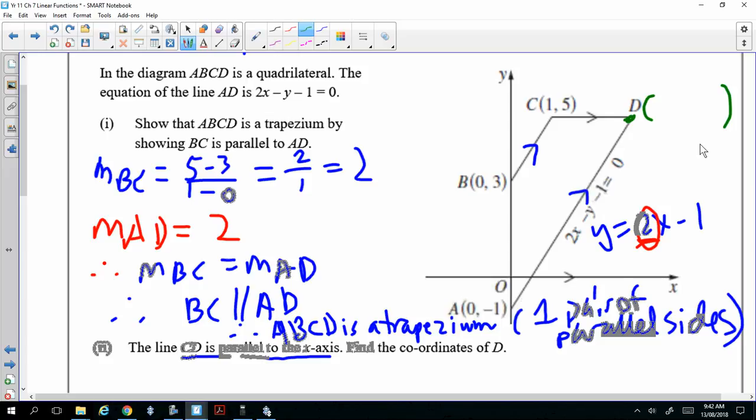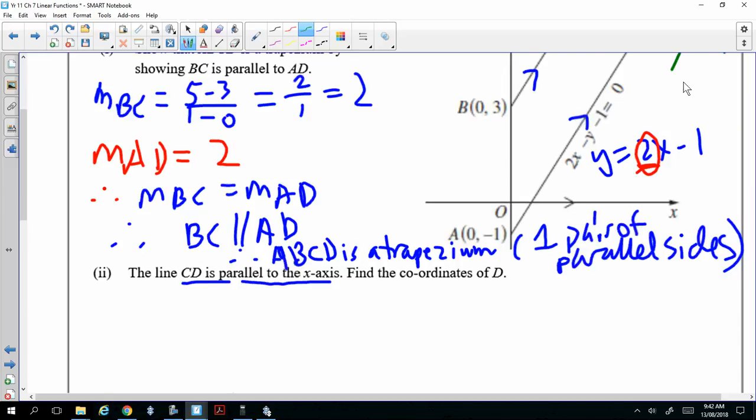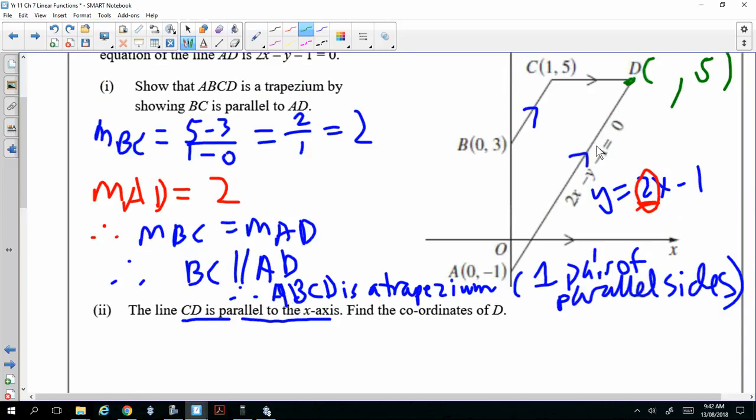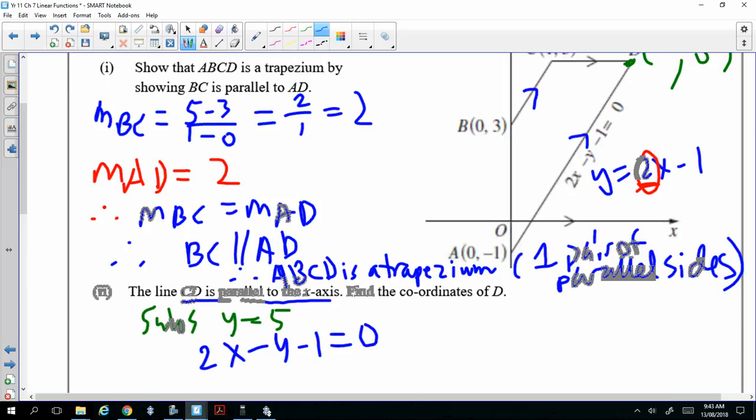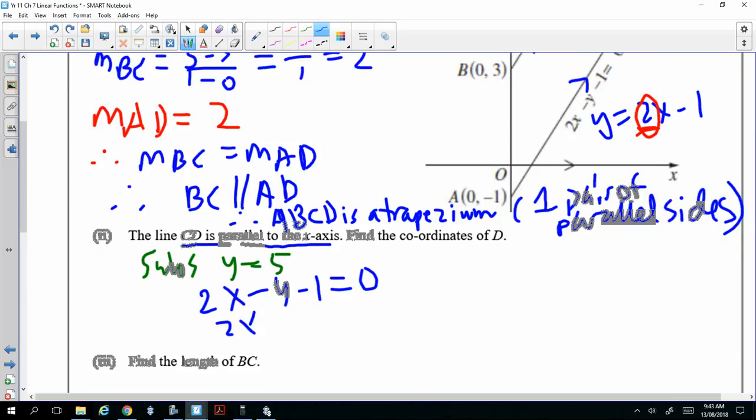Okay, now watch this. Notice this is a horizontal line. Do they have the same y value? That's exactly what we need. Substitute y into this formula. See, this line passes through D. So substitute y equal to 5 into 2x minus y minus 1 equals 0. So what do you get? 2x minus 5 minus 1 is 0. If you solve it, x equals 3. So we got the coordinates of D: (3, 5).